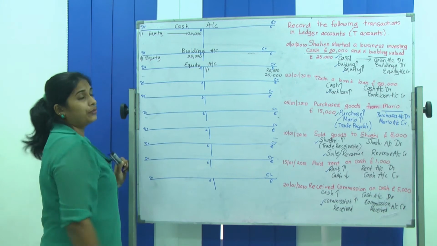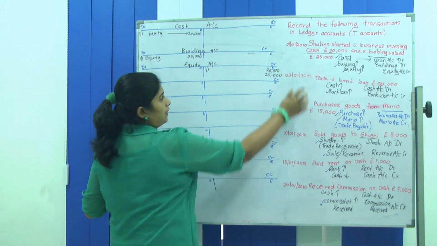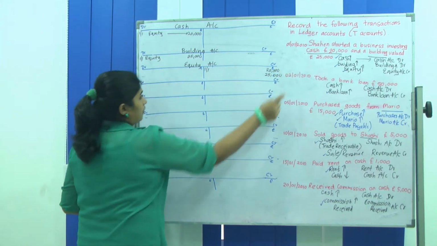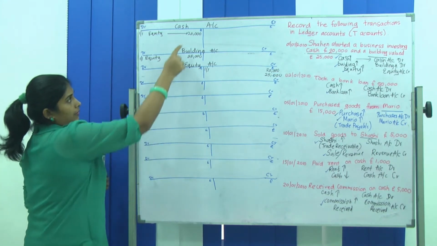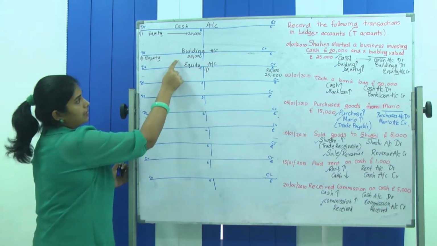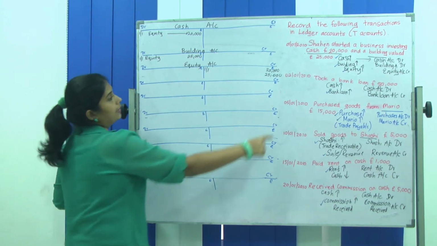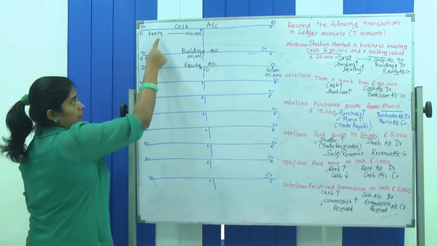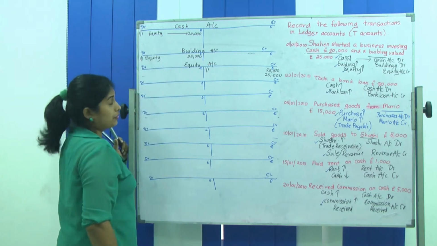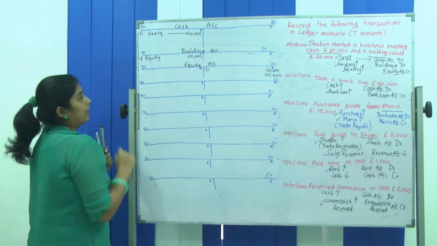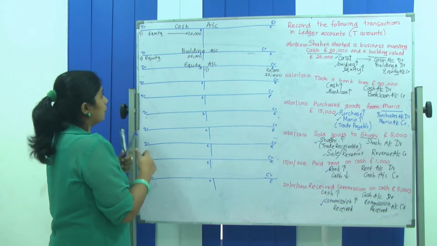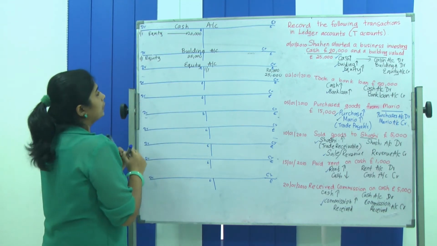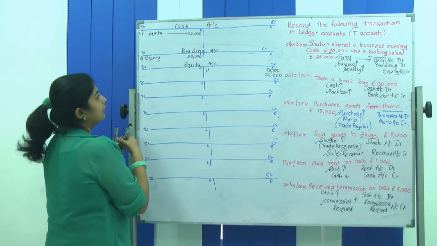So now I'll teach you how to record them in the T accounts. The first transaction where Shaheen starts the business investing cash. Cash increases, so it will be debited 20,000. Building increases, it will be debited to the building account. Equity, both will be credited. Now in the cash account, right in front of the amount you have to write equity. In building as well, right in front of the amount you have to write equity. So both debit entries are there in cash and building. Both credit entries are together in the equity account.